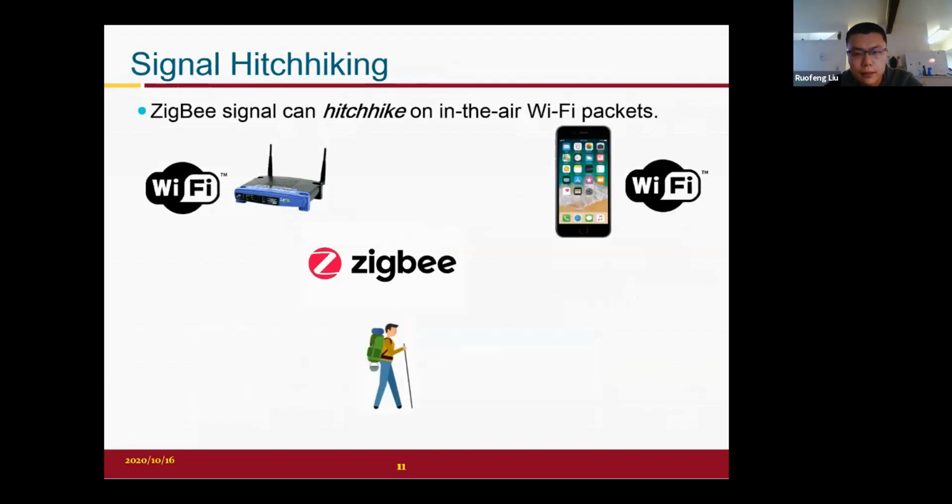To address the difference in bandwidth, our basic idea is called signal hitchhiking. Specifically, when the mobile device is receiving a downlink Wi-Fi packet, the ZigBee radio will send a message simultaneously. This creates a collision at the mobile device, and by using this collision, ZigBee data are piggybacked in the Wi-Fi packet and can be captured by the mobile device. Going back to our analogy, the ZigBee signal is still a slow walking person, but our signal hitchhiking technique allows it to hitchhike on high-speed Wi-Fi traffic.